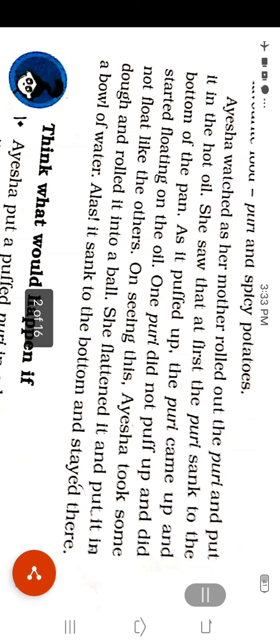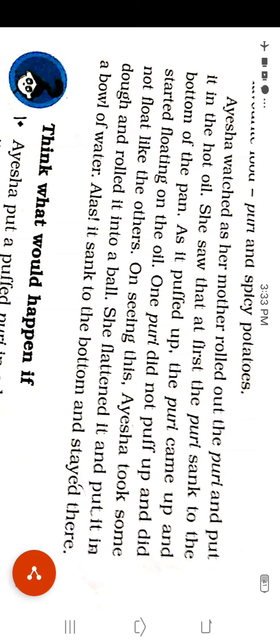So when she was carefully watching her mother, she also wanted to do something. She also wanted to do an experiment. Then what did she do? Aisha took some dough and rolled it into a ball. She flattened it and put it in the bowl of water.